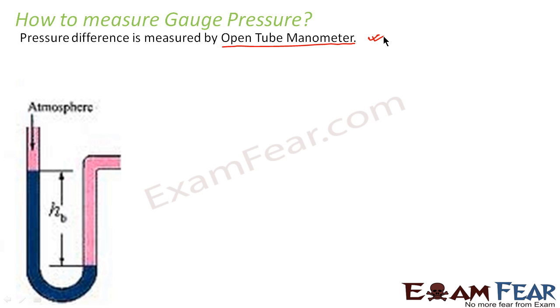This is a rough diagram of an open tube manometer. It is basically a U-shaped tube, which is normally called a U-tube, with partially filled mercury. So this open tube manometer is a U-tube. It has partially filled mercury. That means this U-tube is not completely filled with mercury, but it is partially filled with mercury. Now one end of the U-tube is open. As you can see, this end is open to atmosphere.